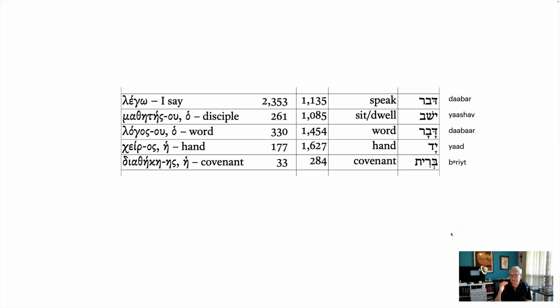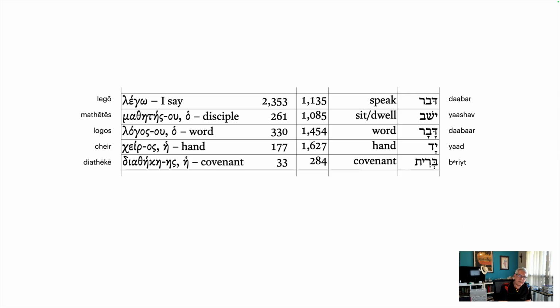Davar. It's just a question of the pointing, which is going to tell you whether it's a noun or a verb, and if it's a noun, whether it's plural or singular, and whether it's in the construct state or the absolute state, or has an article attached to it. Okay? So, davar, yashav, dabar, yad, and berit, covenant.